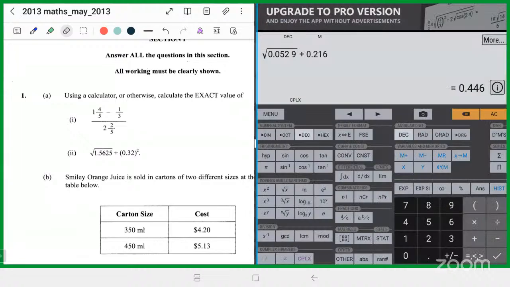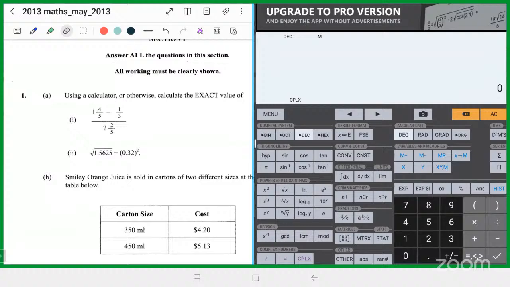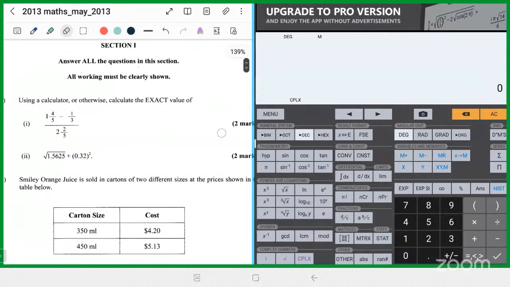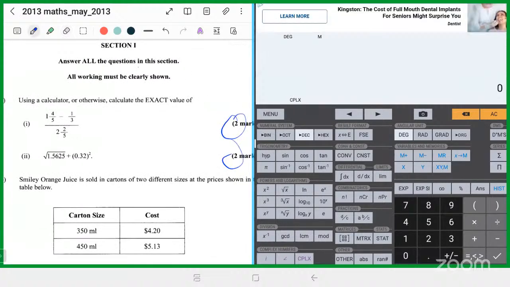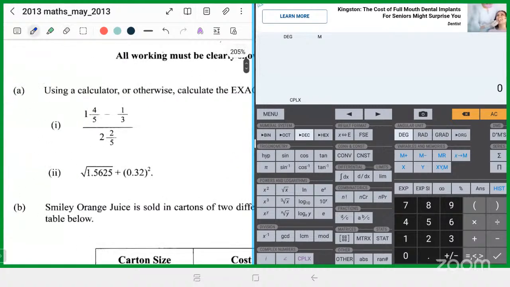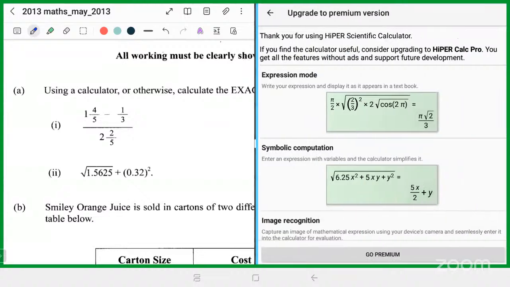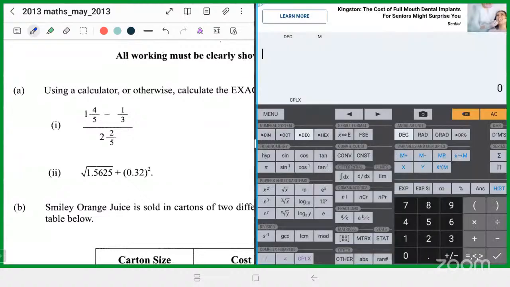But this is almost like a question where you get the mark just for getting the right answer, like the 2 marks and the 2 marks. I don't want to give away any mark. So let's type this in the calculator exactly as it appears. It's a fraction. Then we have a mixed number, 1 and 4/5, and we're subtracting a fraction of a third.